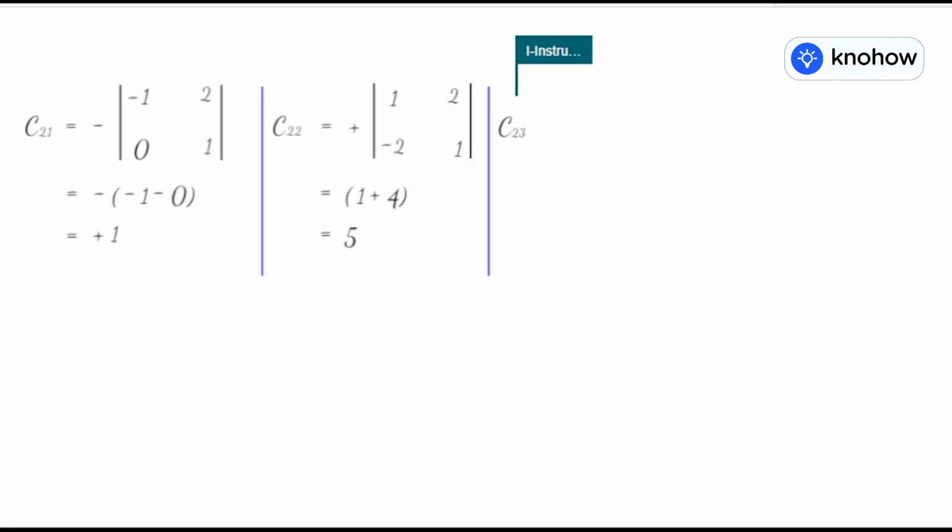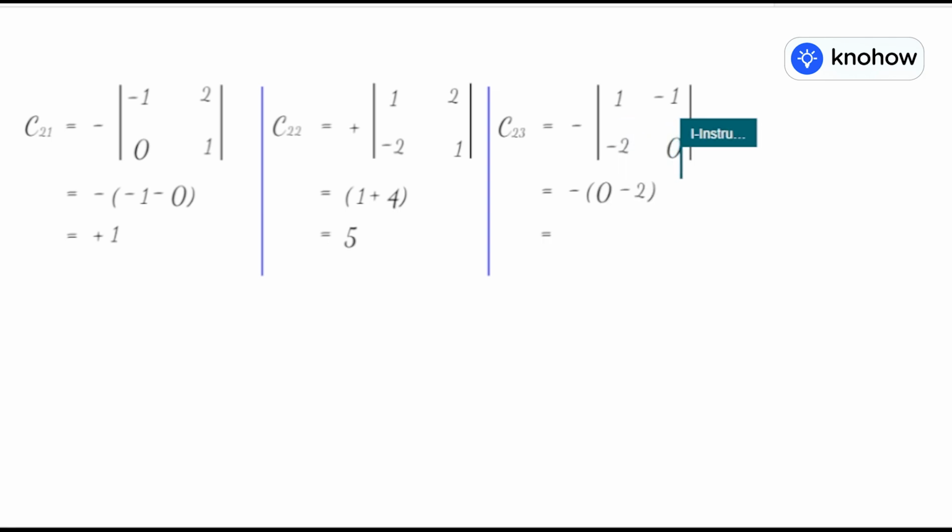And then you work out the value of C23. The sign is negative. If you delete the row and column through C23, you will find 1, minus 1 and minus 2, 0. Minus sign outside. When you work out, 1 into 0 is 0, and minus 2 minus 1, 2, 0 minus 2 minus 2, and minus being outside, you will get plus 2.